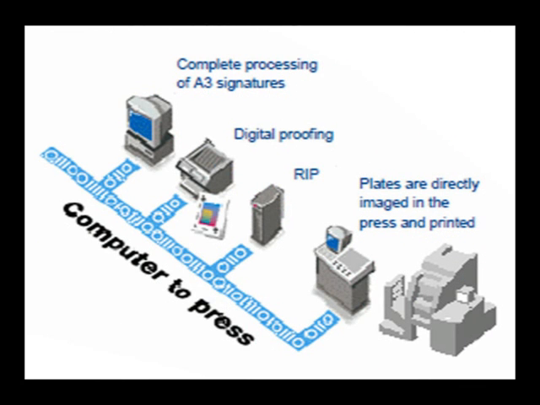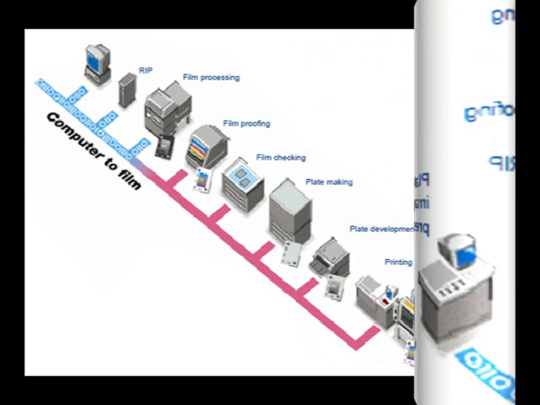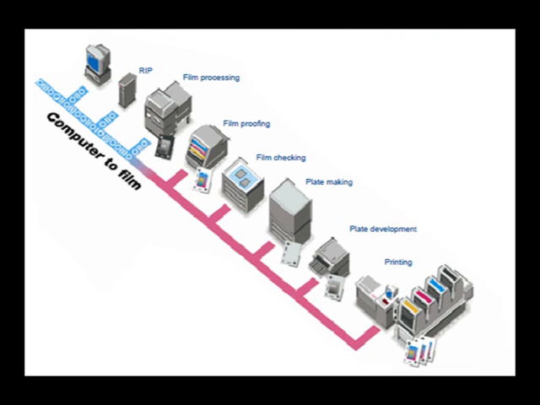The possible workflows of the prepress department are as follows. Computer to press, where processing, proofing and ripping are done after the rip conversion. The plates are directly imaged in the press and printed. Computer to film. Here the images are scanned, processed electronically and positioned, then separated and screened. The file is then sent to rip processing followed by film processing, proofing, checking, plate making, development and finally printing.